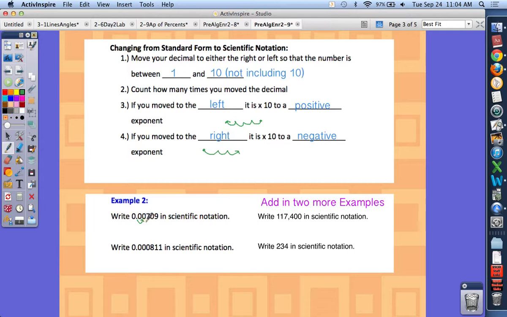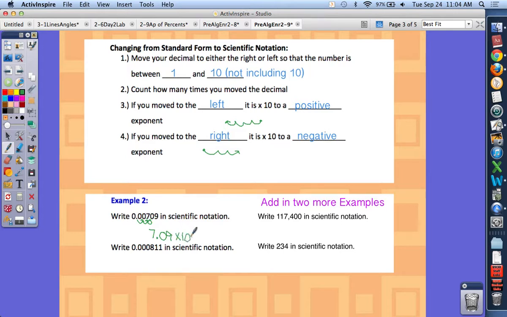Is this number between 1 and 10 if I put a decimal right there? Nope, not yet. Is this number between 1 and 10 if I put a decimal right there? Nope, that's 0.709. That's still smaller than 1. Move it over once more. Is that number going to be a number between 1 and 10? It will be. So you want to end up with the decimal right after the 7, which is going to be 7.09. It's going to be times 10.